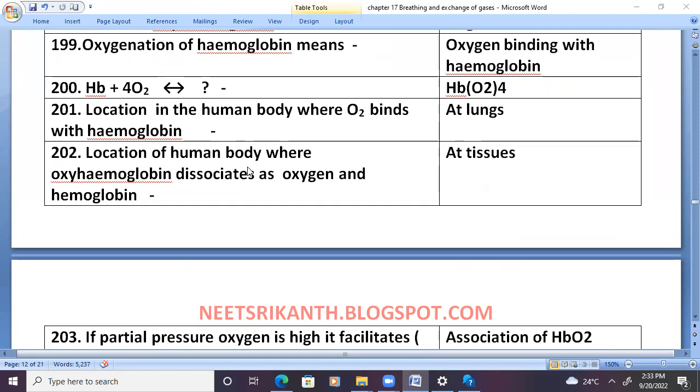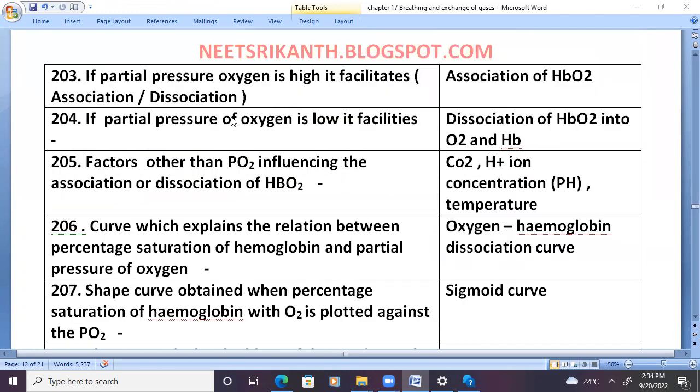Location in the human body where oxyhemoglobin dissociates into oxygen and hemoglobin: that is at the tissues, as we have seen earlier. If the partial pressure of oxygen is high, it facilitates association of oxyhemoglobin. If oxygen is low, that causes dissociation. Factors other than PO2 influencing the association or dissociation of oxyhemoglobin: carbon dioxide, H+ ion concentration, which we call pH, and temperature.